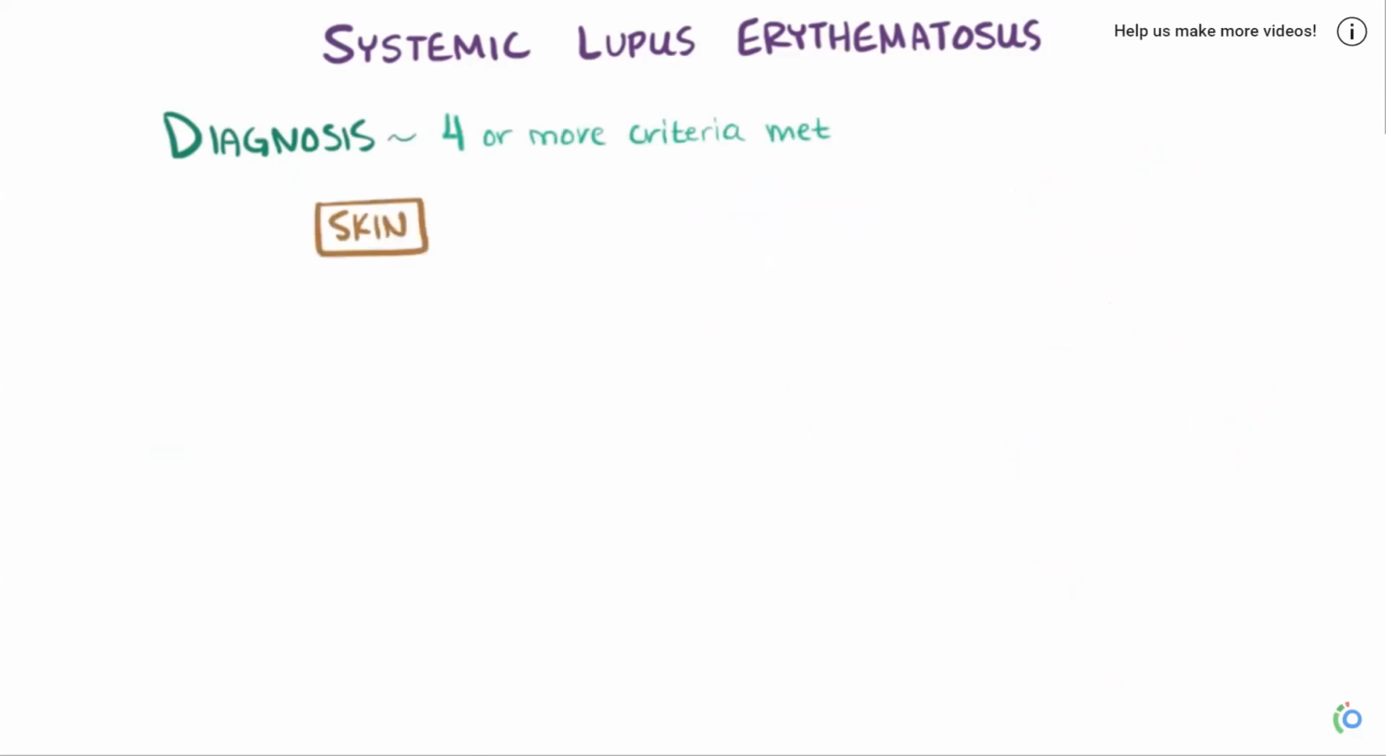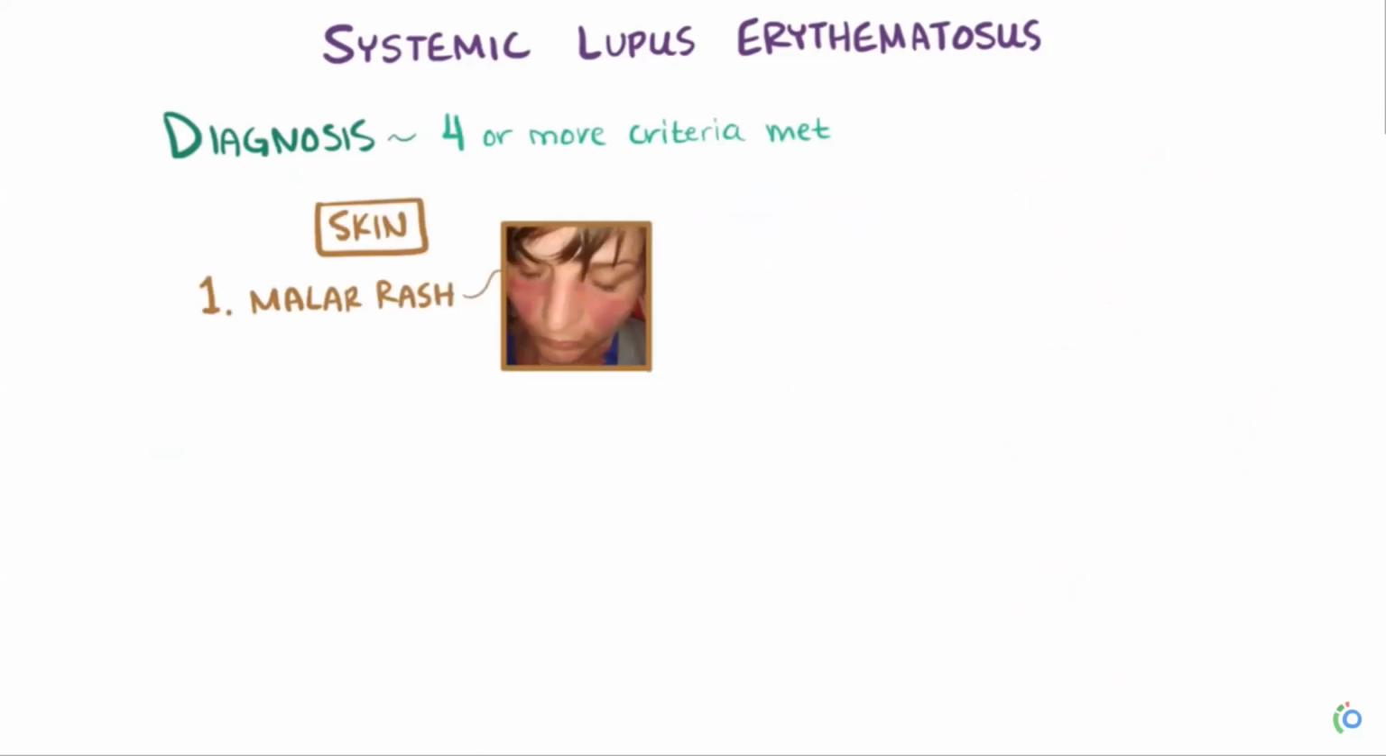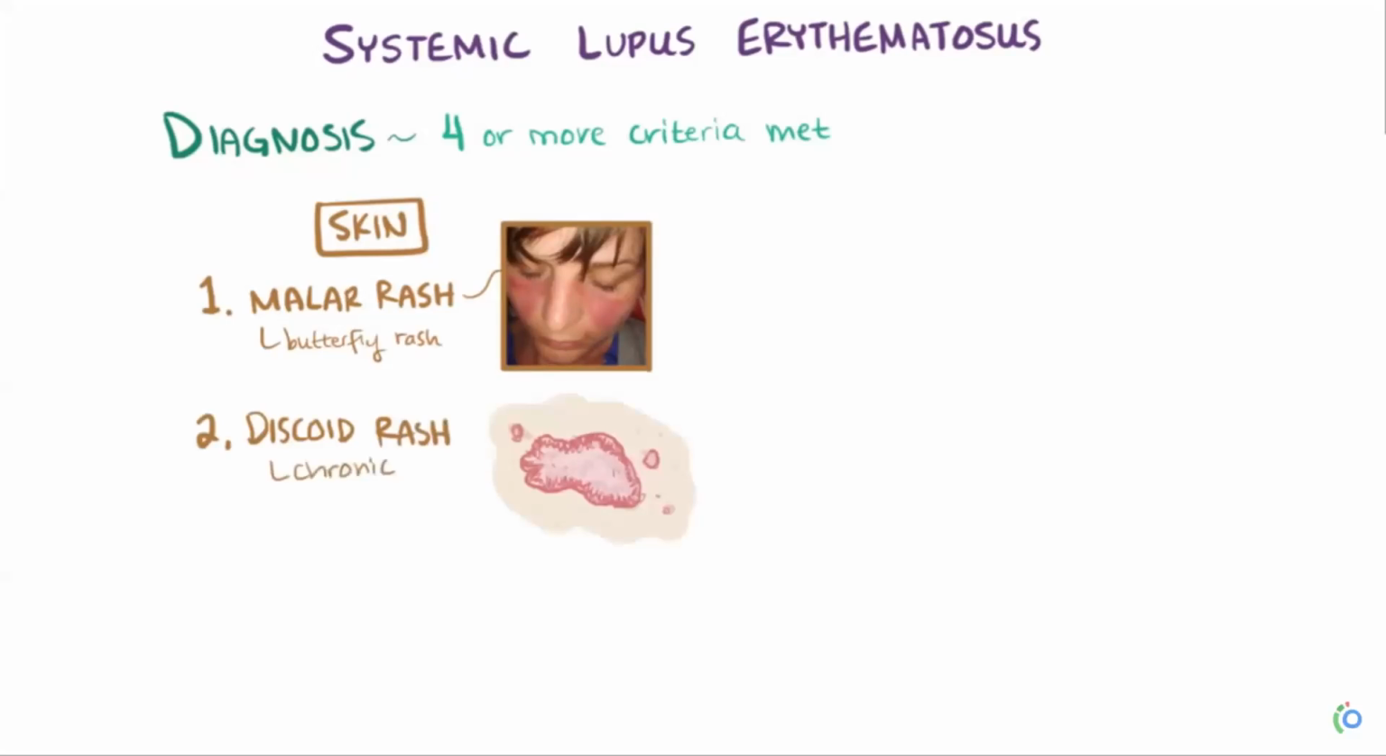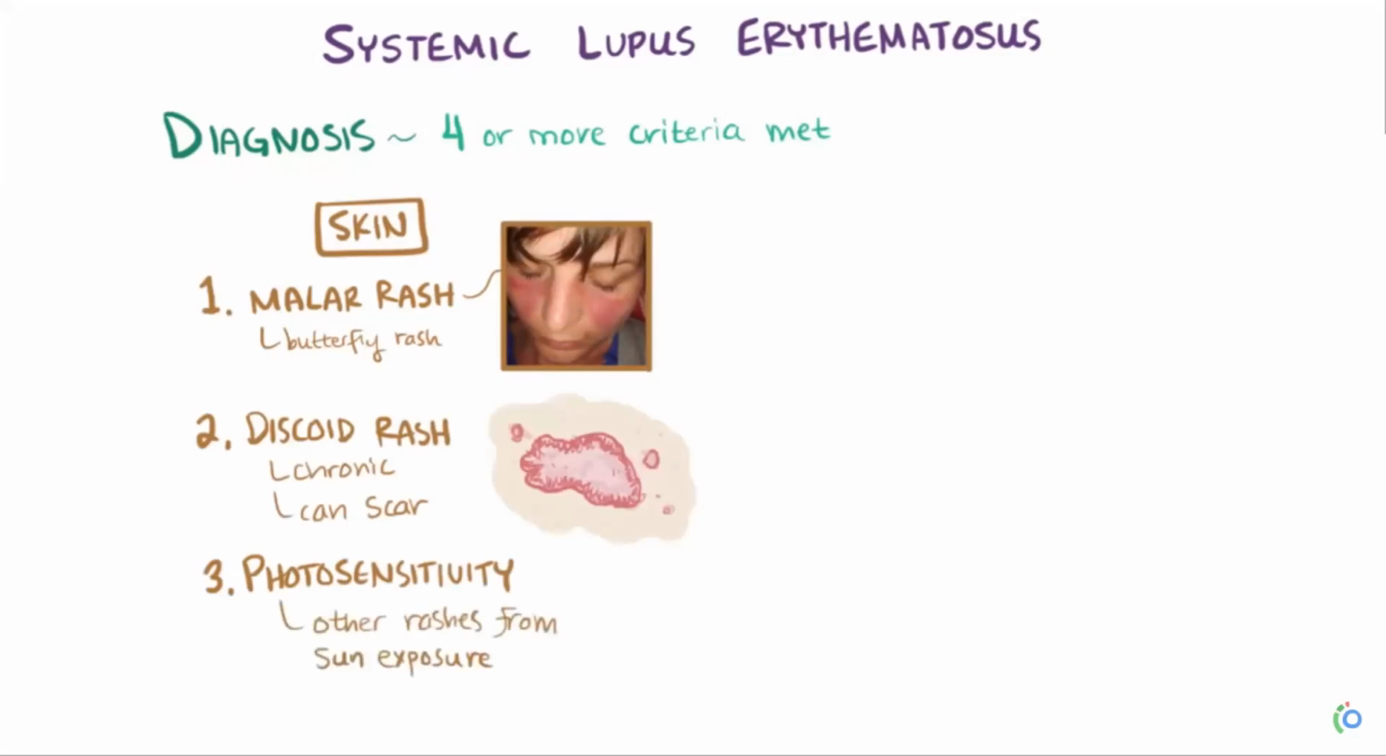The first few have to do with the skin and often happen to sun-exposed areas. The first is a malar rash, meaning a rash over the cheeks that spares the nasolabial folds, sometimes just called a butterfly rash, and this appears after sun exposure. Second is a discoid rash, which are chronic rashes in sun-exposed areas that are plaque-like or form a sort of patchy redness and can scar. Finally, a general photosensitivity of the skin, essentially a catch-all category for other rashes that happen to sun-exposed areas, typically only lasting a couple days.